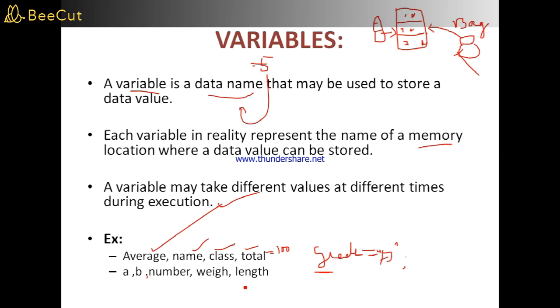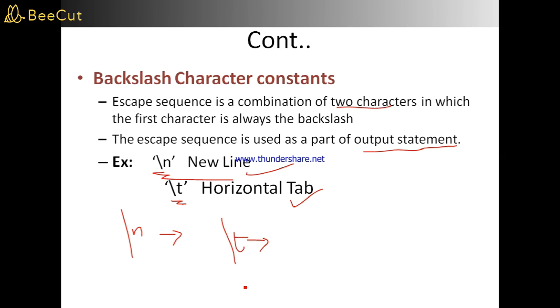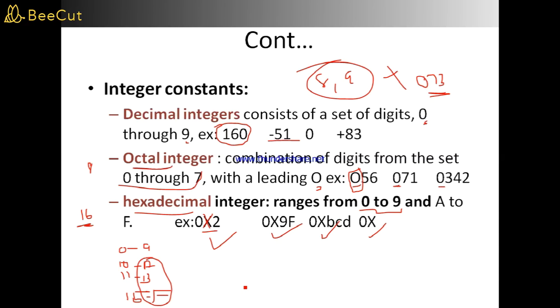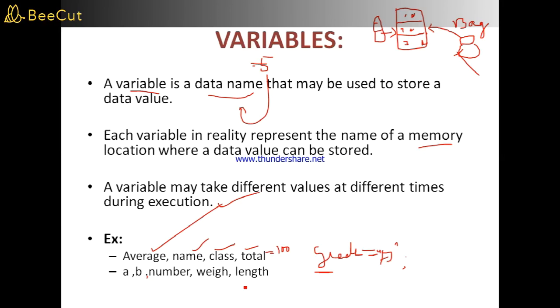So that's all about the topic C tokens. So far we discussed the tokens, and they're divided into keywords, constants, identifiers, strings, operators, and special characters. Then we discussed these concepts in constants, their types. Then at the end we discussed the variables. So that's all about today's class.